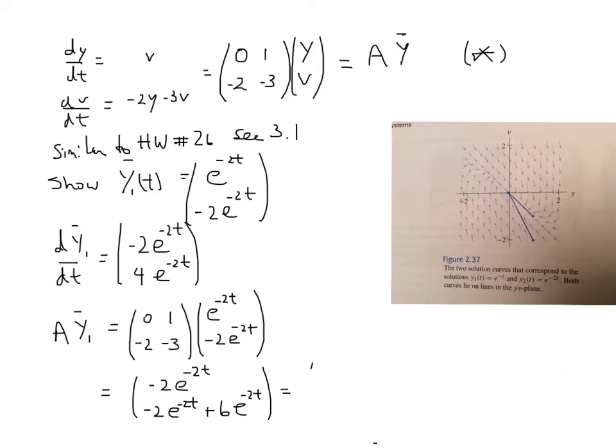And sure enough, that is minus 2 e to the minus 2t and a positive 4 e to the minus 2t. And so the result of differentiating the vector gives me this. The result of multiplying A times the solution vector gives me this. And these two things agree. This vector agrees with this one. And so yes, it's a solution. Okay. That's the first part.